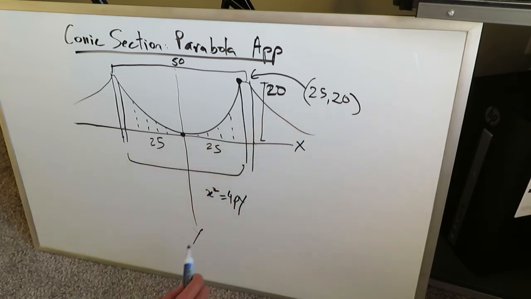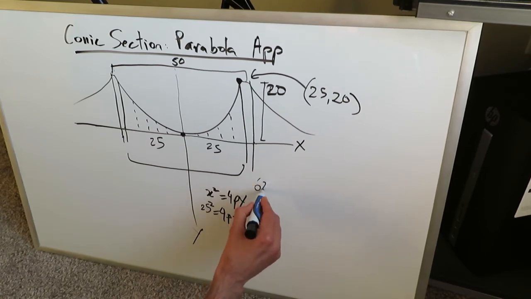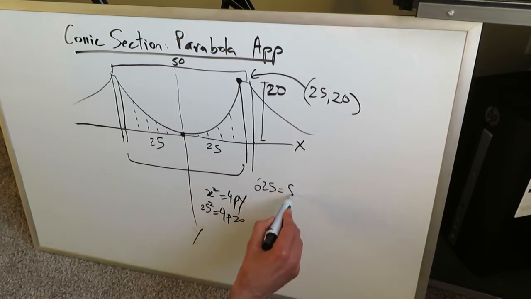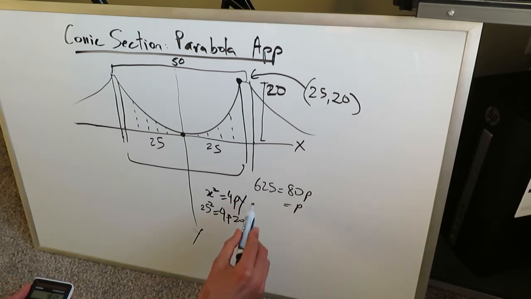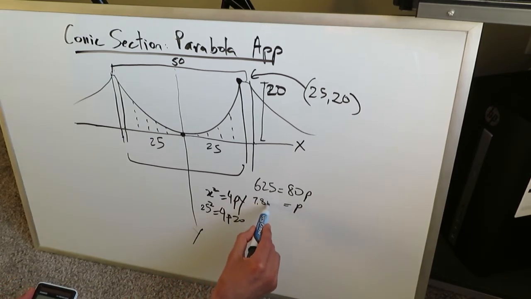Here's my x, here's my y. Let's plug them in. x squared, which is 25 squared, I think 625, is equal to 4 times p times y, which is 20. So we'll have 25 squared, I believe 625. So 625 is equal to 80p. Remember, we're determining the value of p because we're going to use that to determine the final equation. We're going to divide 625 by 80 and we get an answer of 7.8125, which is fine. We can have a decimal answer.